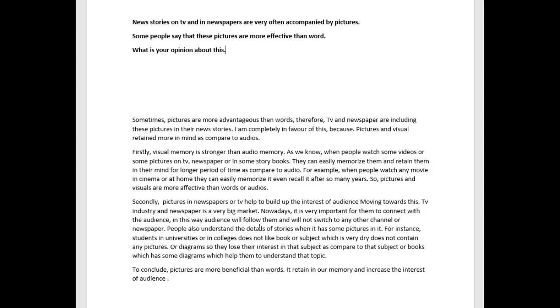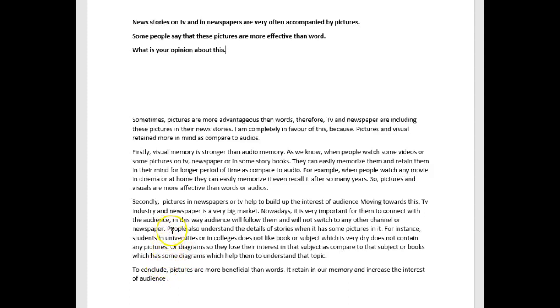I think what you're trying to say is that pictures are an effective way for newspapers and television broadcasts to connect to the reader or viewer and to really create an emotional connection with that viewer. Because this is a very large market, it's very important for the media to connect with its audience. This way, they will not switch to another channel or another newspaper. So it's an effective way to keep the customer, as it were. I think this is what you're trying to say, but it's really not very fluently laid out.